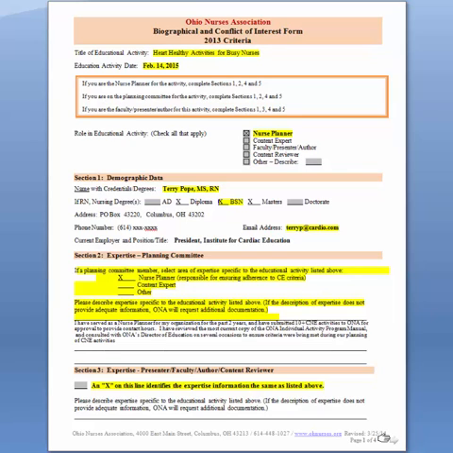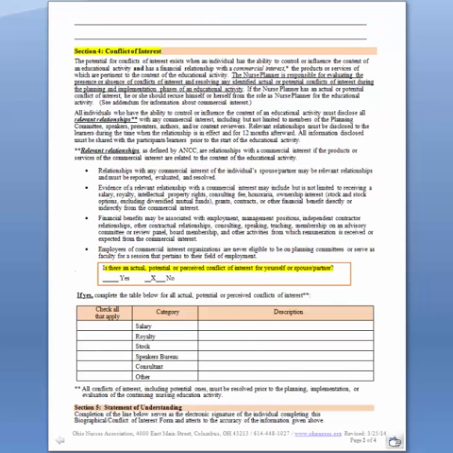If you have not done that, if your faculty, presenter, or author has not been an active member of your planning committee, then under Section 3, you need to describe in detail their expertise related to their ability to deliver the planned subject matter.